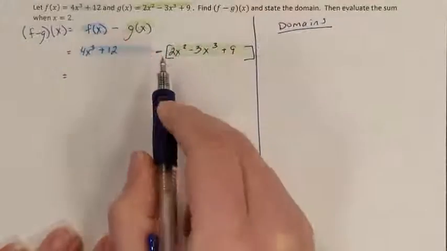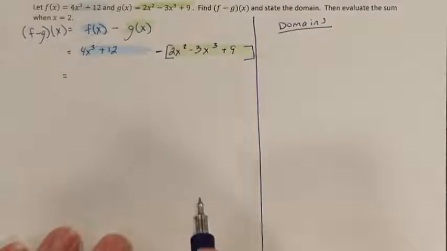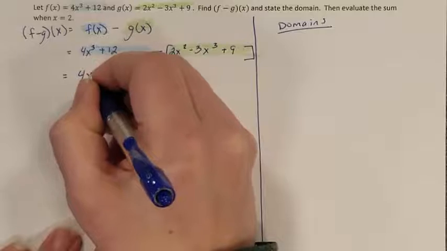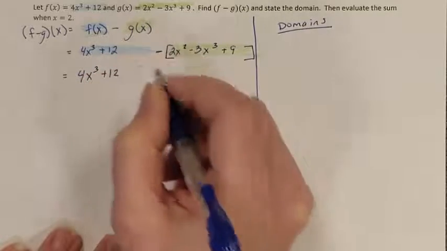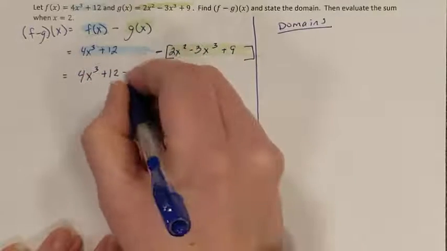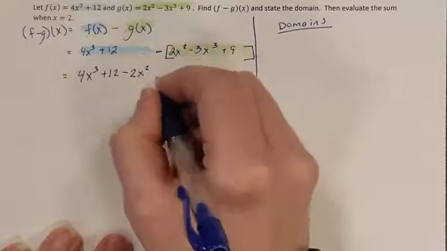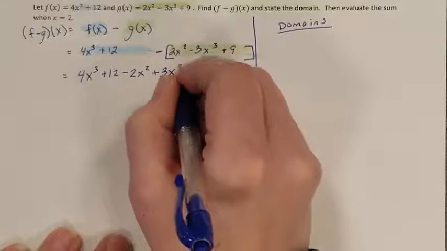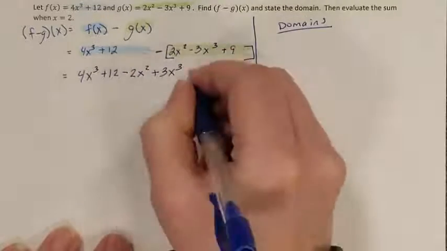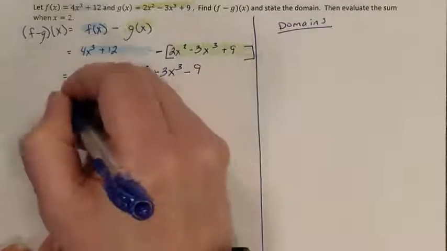The most common mistake students make is they forget to distribute the minus. So I had this 4x to the third plus 12. I am now subtracting this 2x squared. I'm subtracting the negative 3x to the third, which means I'm adding it. I am now subtracting a positive 9, so it's minus 9.